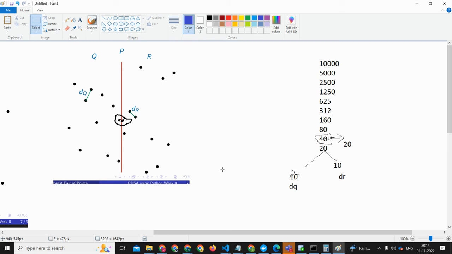Actually, the delta is being calculated wherever you're doing the junction, wherever you're trying to merge. So you remember merge sort? We split it and merge it together, right?